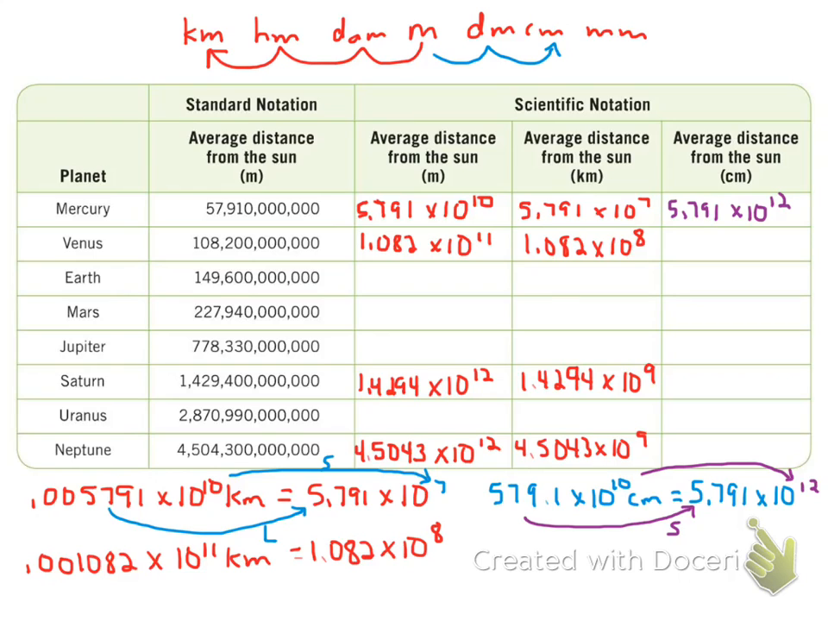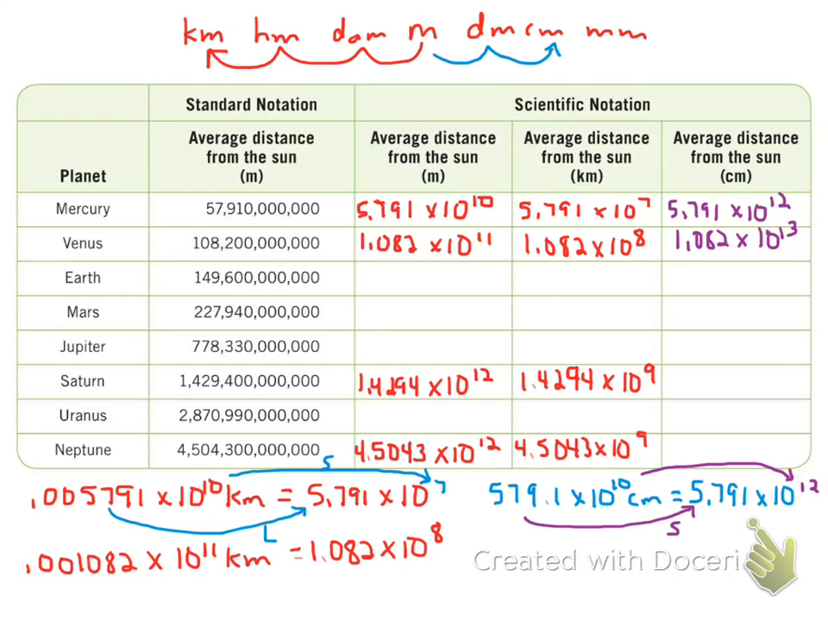So how about Venus? What would that be? Very good. 1.082 times 10 to the 13th power.